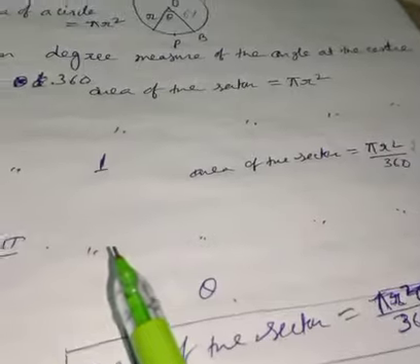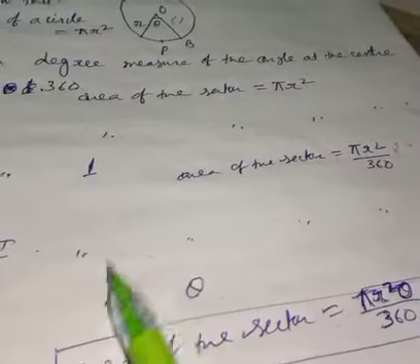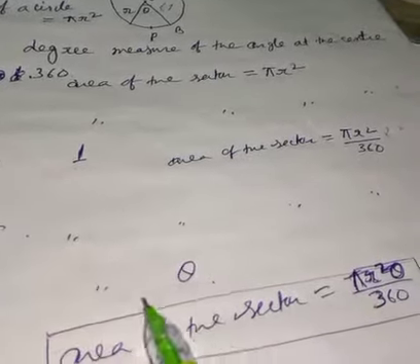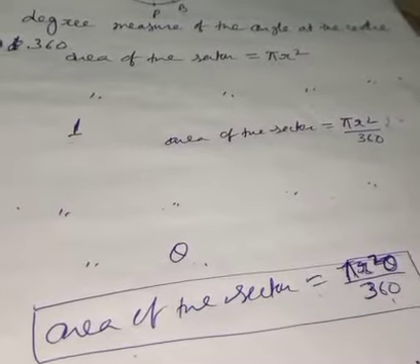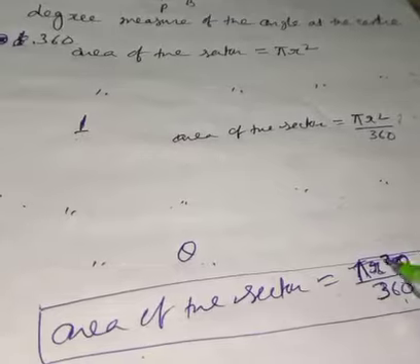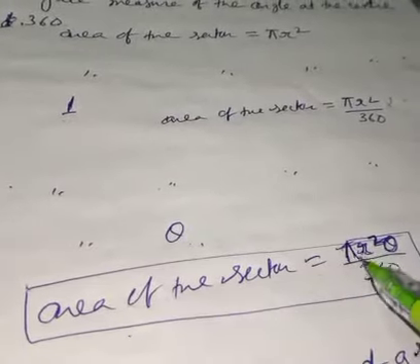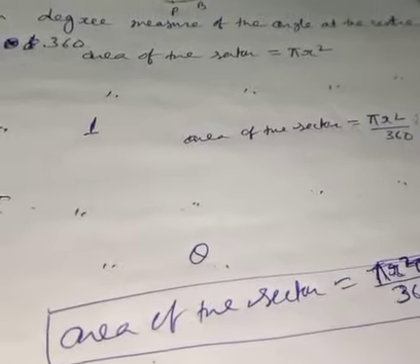Case 2: when the degree measure of the angle at the center is theta, the area is pi r square theta by 360. So to find the area of any sector, you can use this formula: area of the sector is equal to pi r square theta by 360. I hope all of you understood.